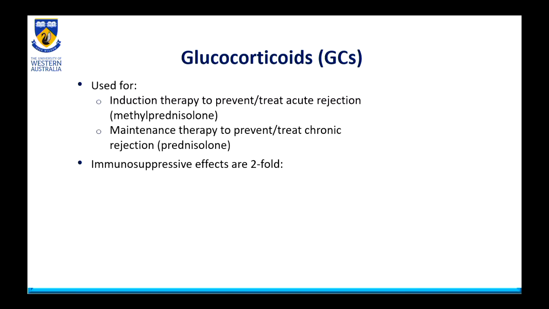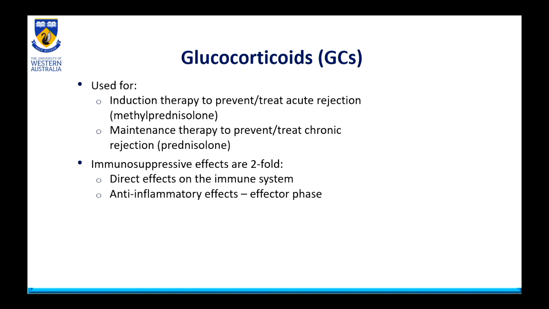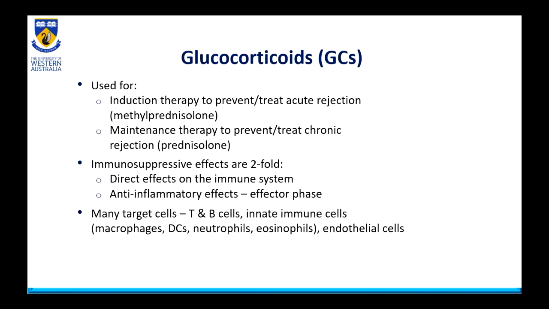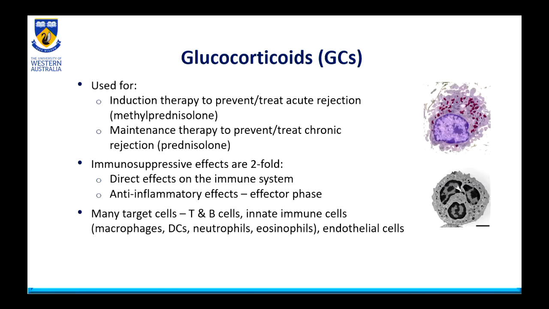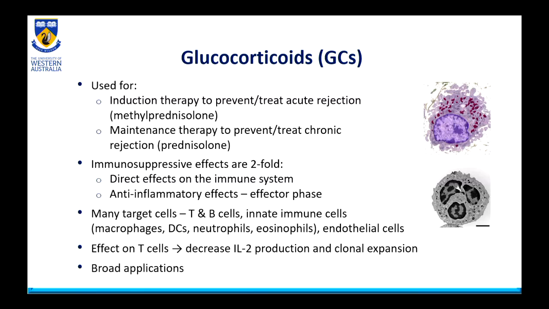And immunosuppressive effects occur in two ways. Either they have direct effects on the immune system, or they have anti-inflammatory effects, so basically affecting that effector phase. And they have many target cells. So it involves T cells, B cells, innate immune cells, macrophages, etc., endothelial cells, etc. And this just shows you a picture here on the right, transmission EM of a macrophage at the top, which has been coloured in, and also a neutrophil at the bottom. And it has effect on T cells by decreasing IL-2 production and clonal expansion. And as you can imagine, because it does so many different things, it has really, really broad applications. So glucocorticoids are used for lots of things.